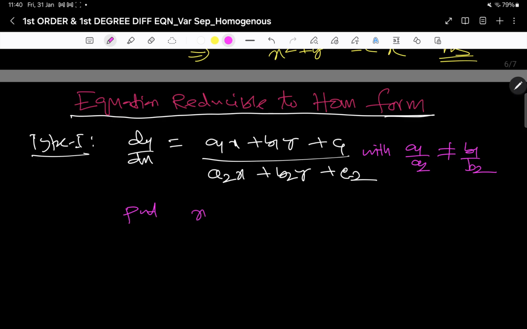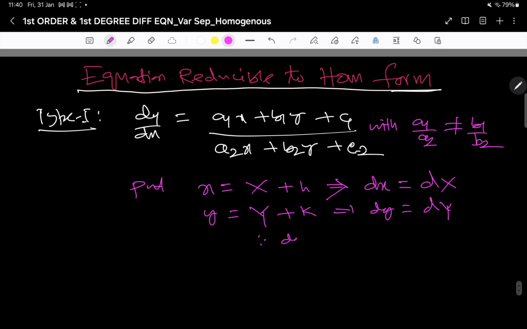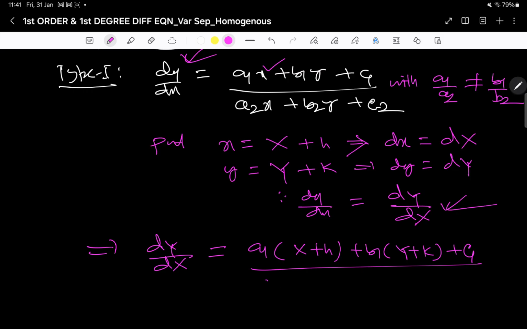You put x is equal to capital X plus h and y is equal to capital Y plus k, where h and k are constants. So small dx is capital dX and small dy is capital dY. Therefore small dy by dx is capital dY by dX. Now substitute that here. So capital dY by dX will be equal to a1 into capital X plus h, this value of x, plus b1 into capital Y plus k, plus c1, divided by a2 into capital X plus h plus b2 into capital Y plus k plus c2.